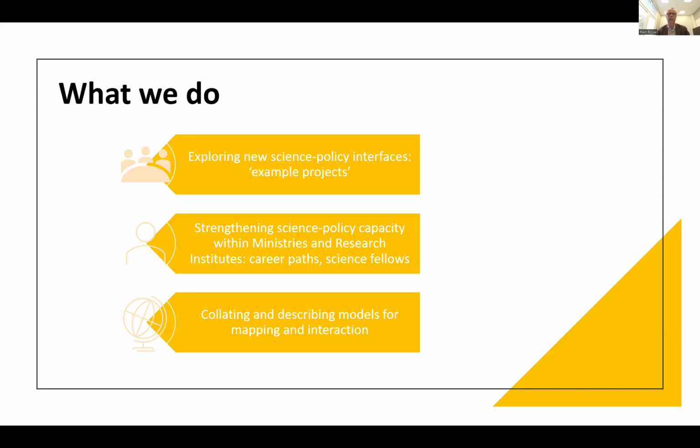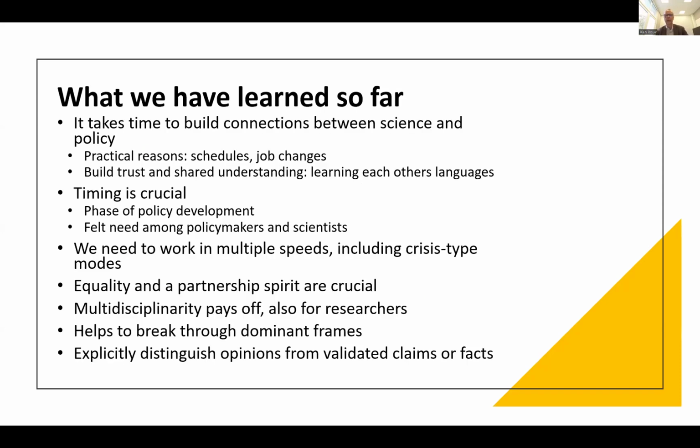I end with some lessons that we've learned so far. I won't go through all of them. I think the first two are quite obvious. We hear them a lot. It takes time to build good connections. Timing is crucial. There needs to be some kind of urgency. What we discovered is that we need to work in multiple speeds, from a crisis mode where you really need to organize this interaction within a month or sometimes even faster.